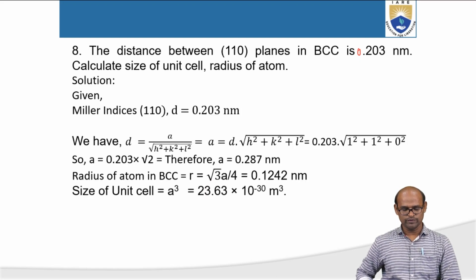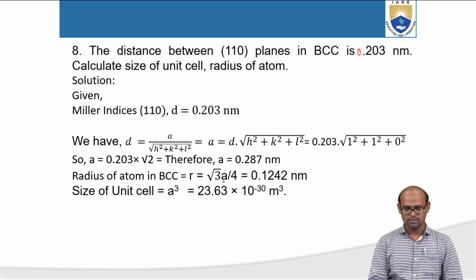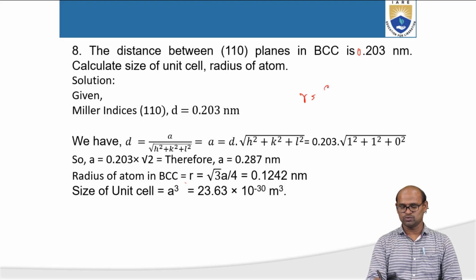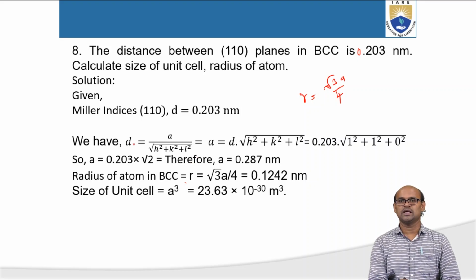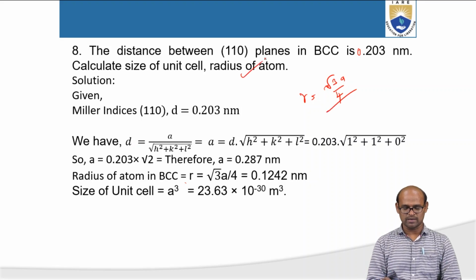Okay, so once we find out the radius, they have asked us to find out the radius of the atom. The relation between R and A is given for this. So R is equal to square root 3A by 4. A is calculated from the interplanar spacing equation. Substitute A in square root 3A by 4, then you will find out the radius. So the radius of the atom is evaluated.